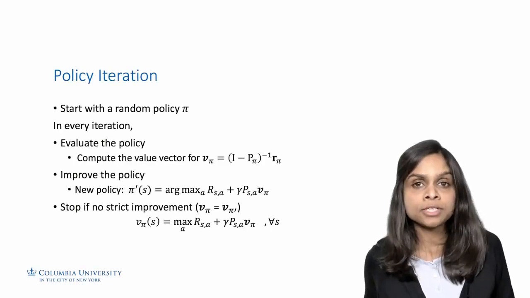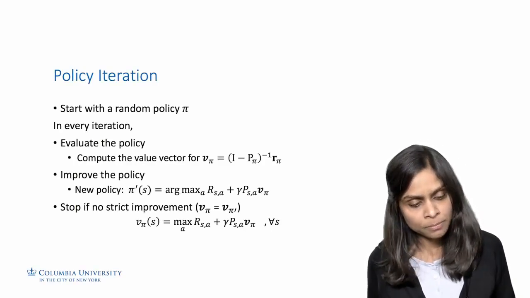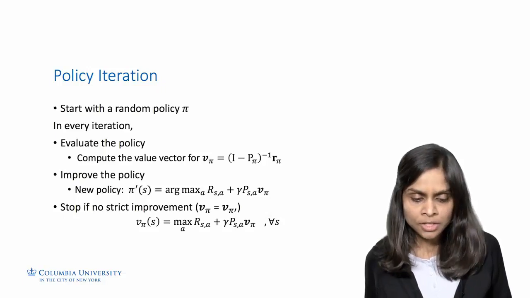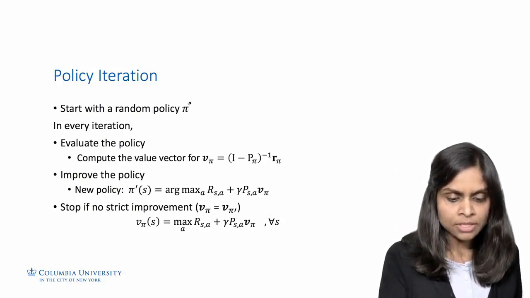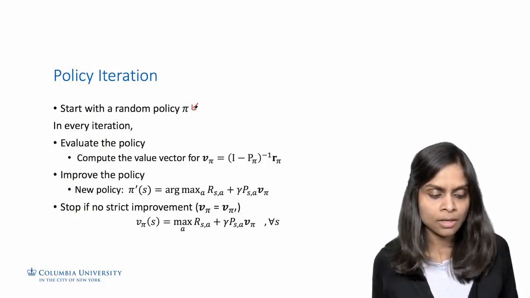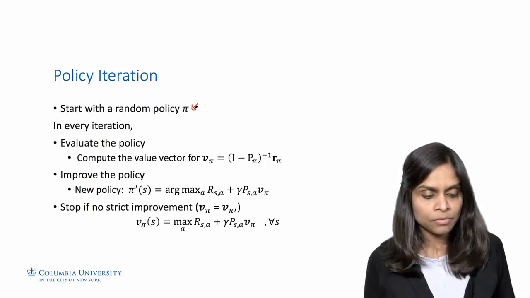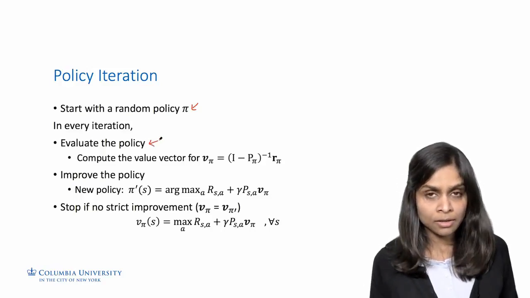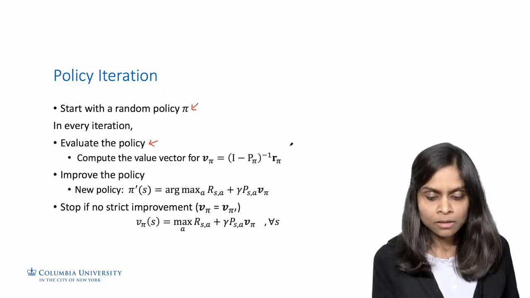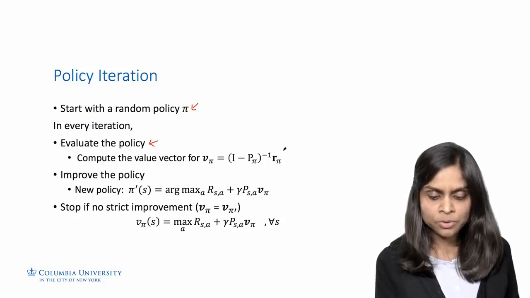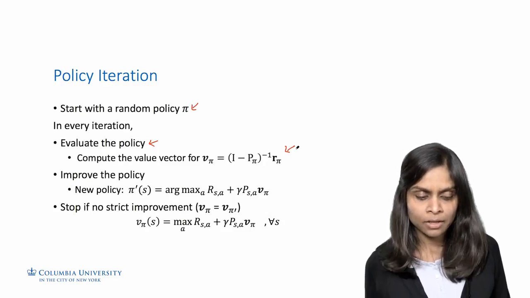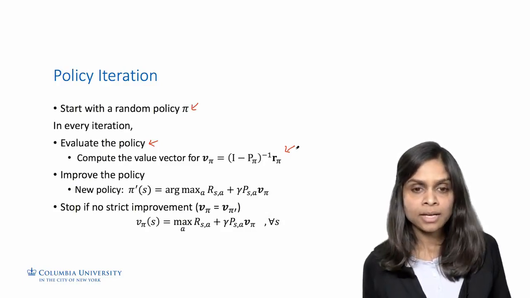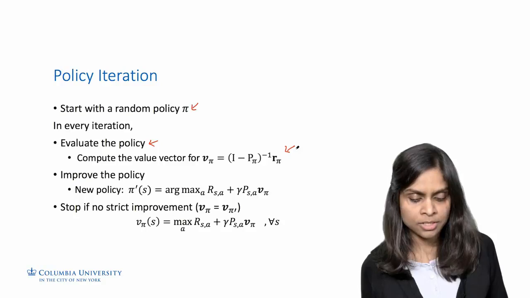Let's first look at the policy iteration method for finding the optimal policy. The structure of this iterative method looks like this. We start with some arbitrary policy pi. Then in every iteration, we first evaluate the current policy. For this, we just use the formula that we know for evaluating the value of a policy and compute the value vector. Next, we try to improve the current policy.